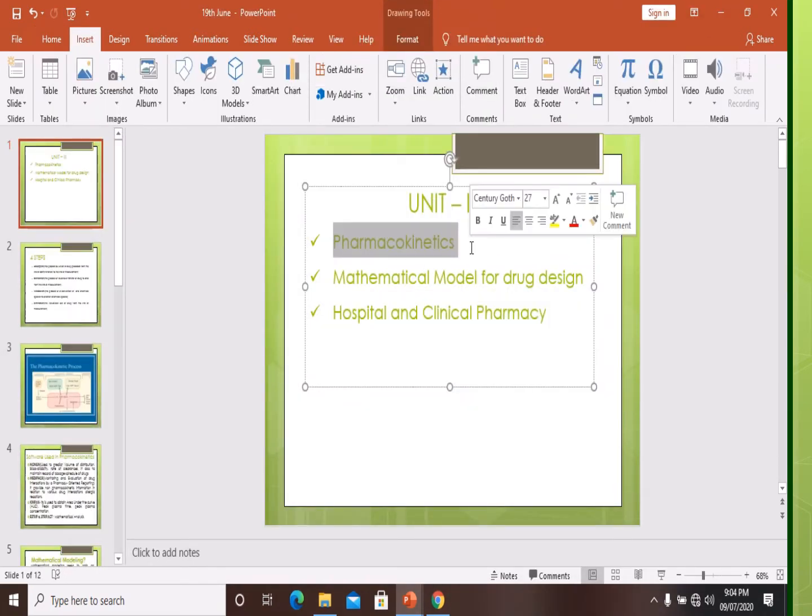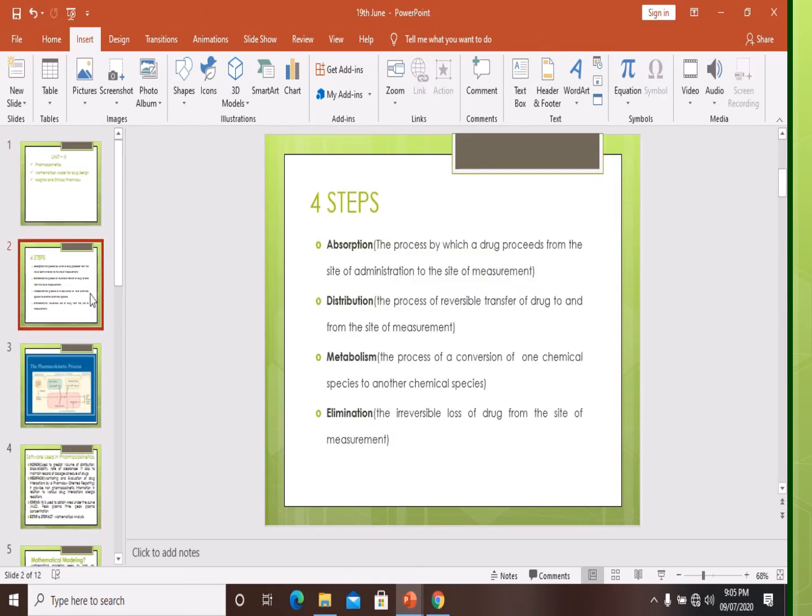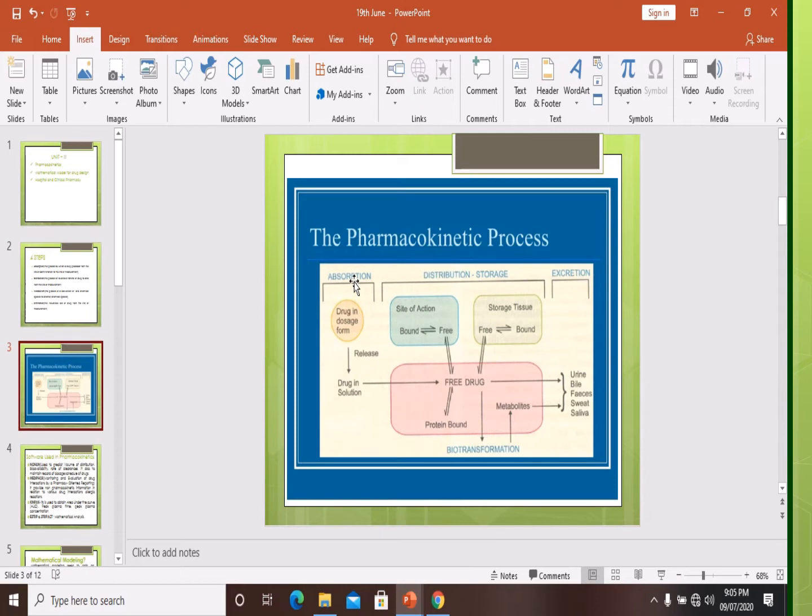We are not going elaborately into pharmacokinetics. I will explain what pharmacokinetics is and what the steps are, and you will study it in detail in your pharmacology subject. So what software is used in pharmacokinetics is today's topic. In pharmacokinetics there are four steps: absorption, distribution, metabolism and elimination. You already know that.